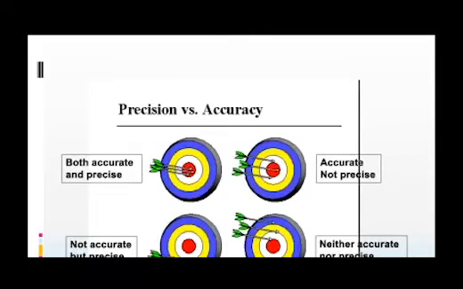So let's just differentiate precision from accuracy. So this one is both accurate and precise, and this one is accurate but not precise. Well, and this one is neither accurate nor precise. This one is precise, I should say. This one is precise but not accurate, and this one is neither precise nor accurate.